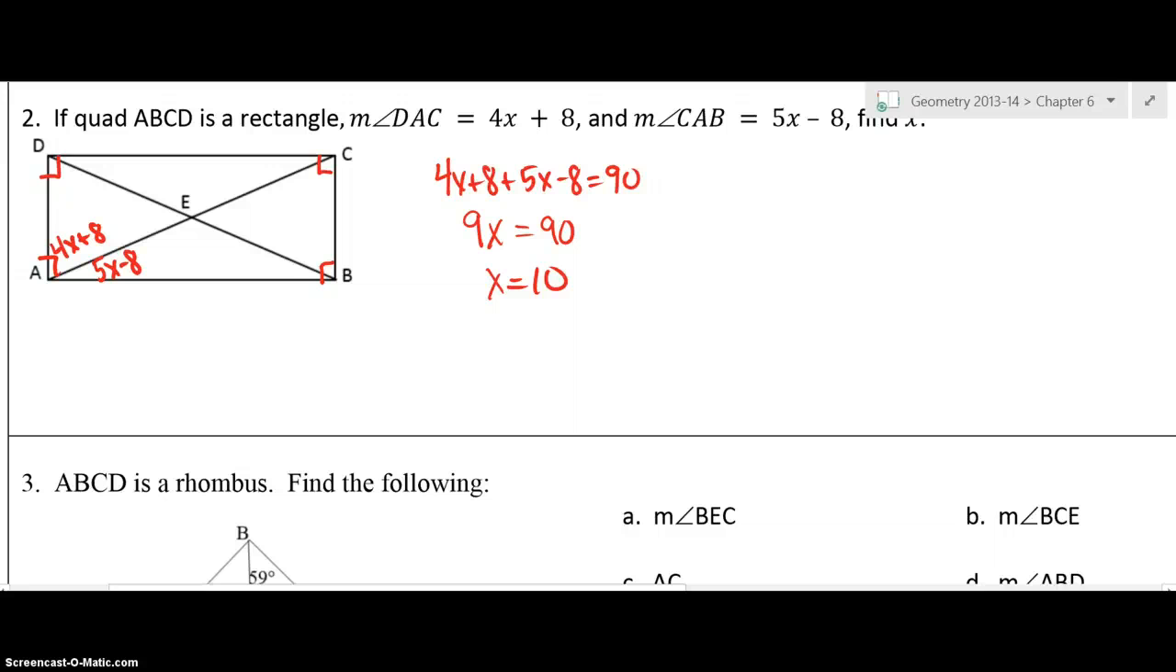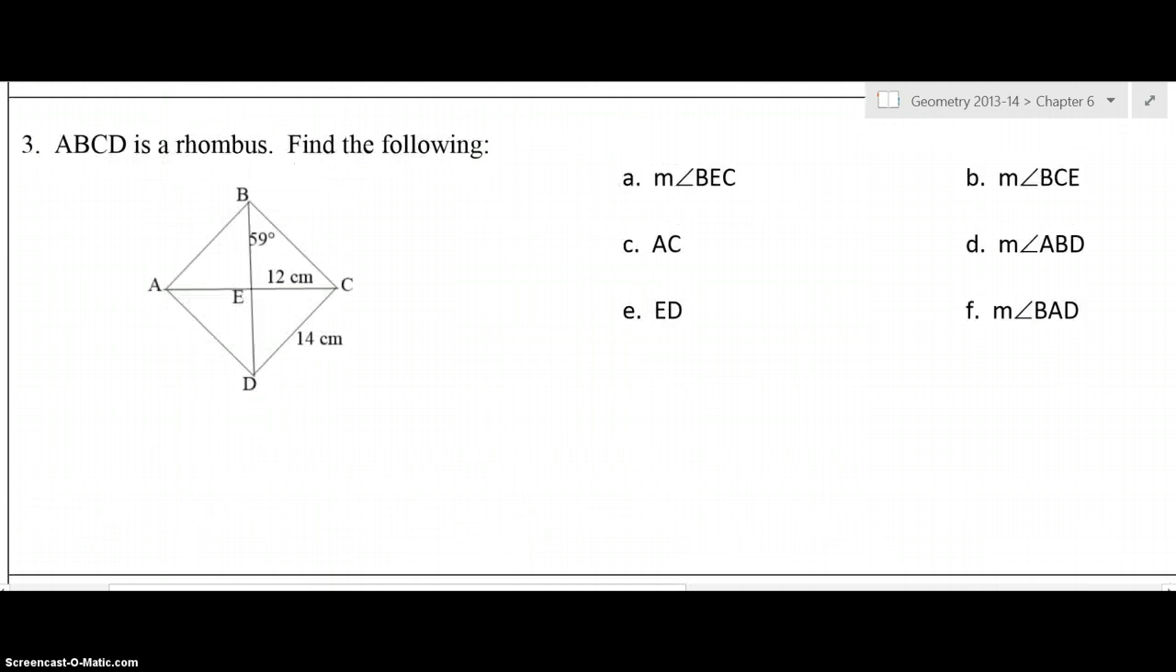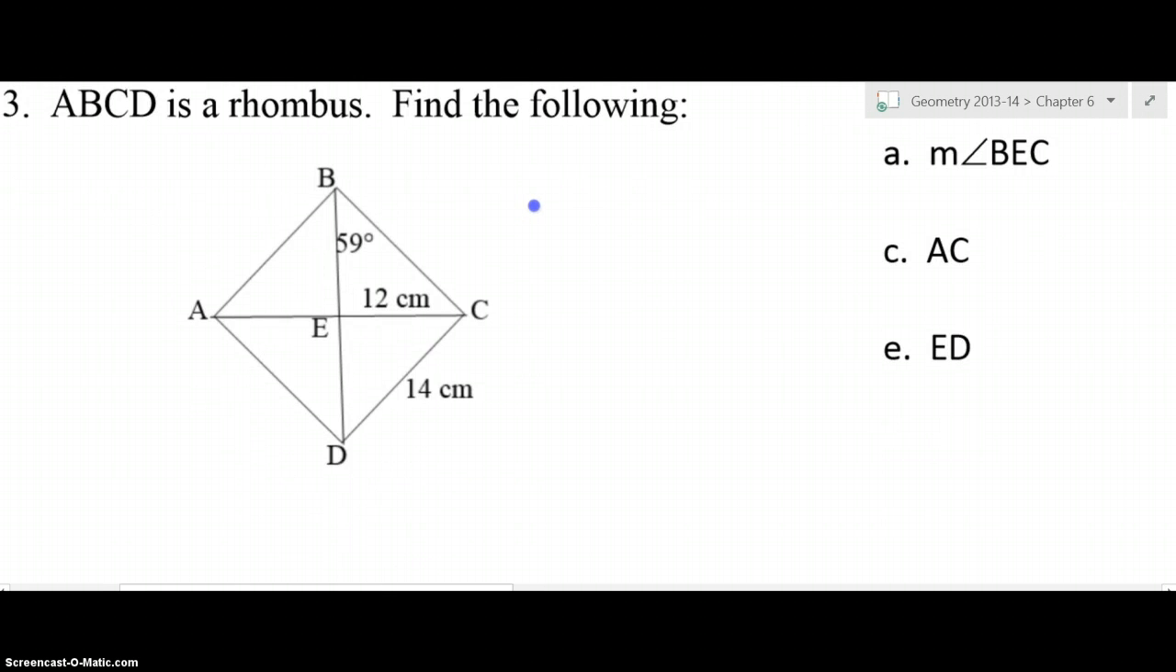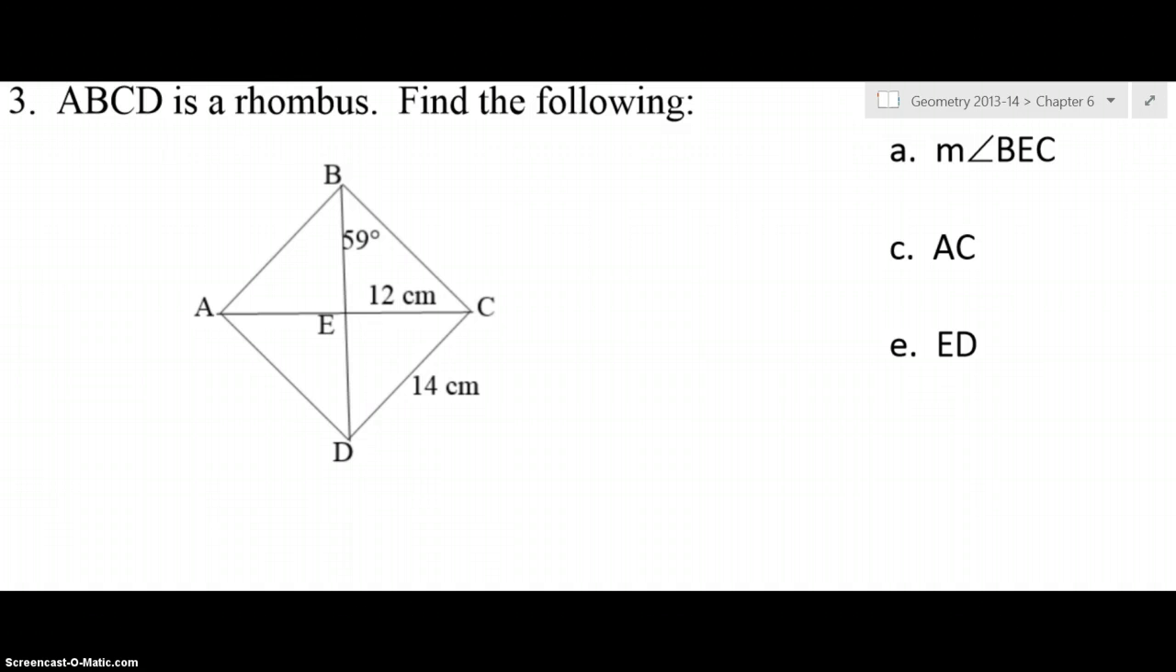Example 3. ABCD is a rhombus. Find the following. Now, what do I always tell you to do before you start answering the problem? Mark it with everything that you know. Okay. Because this is a rhombus, what do you know?